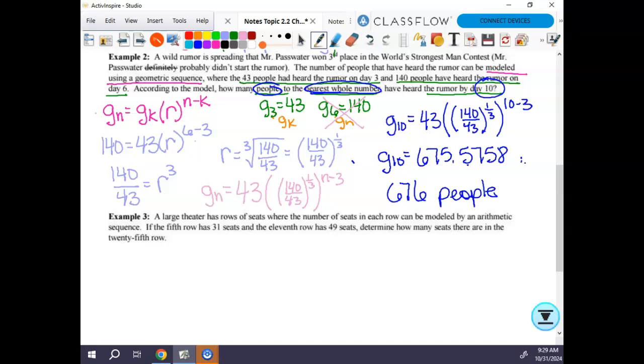Because again, when it comes right down to it, this is not what's being tested. It's all the rest of the stuff, right? Okay.